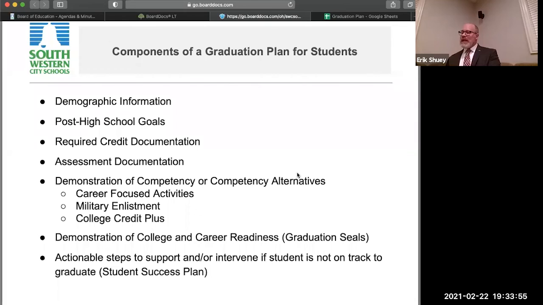So what we did is, after many, many different meetings, and we looked at many, many different templates, we came up with the components that we believe, and this is a draft right now, that we believe would take bits of information that are currently found in multiple different places and try to put them in one document.